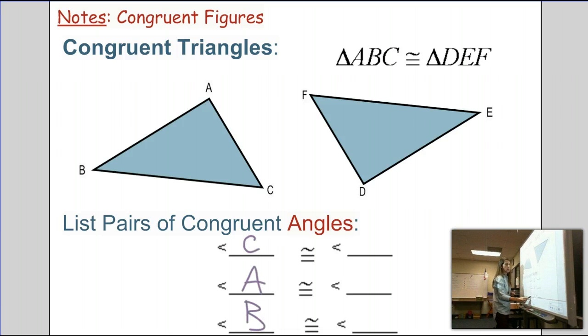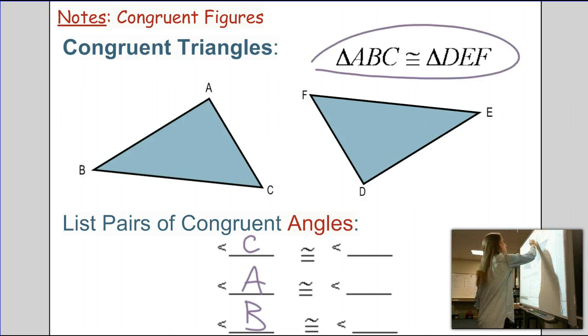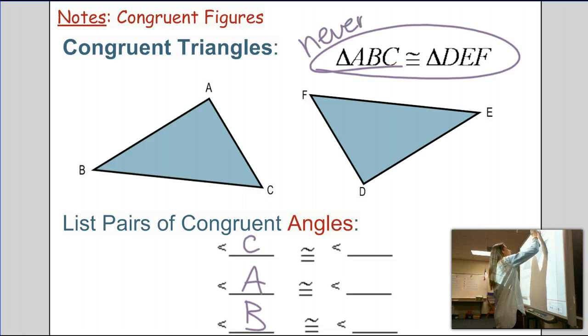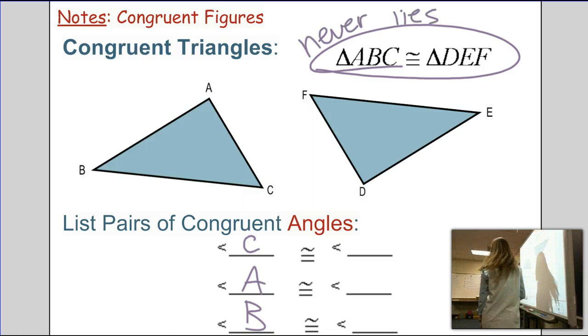All right. This right here is called a congruence statement. Say it. Congruence statement. A congruence statement never lies. It can't lie. So if I tell you triangle ABC is congruent to triangle DEF, then that means all the corresponding parts are congruent. So angle A is congruent to which angle?